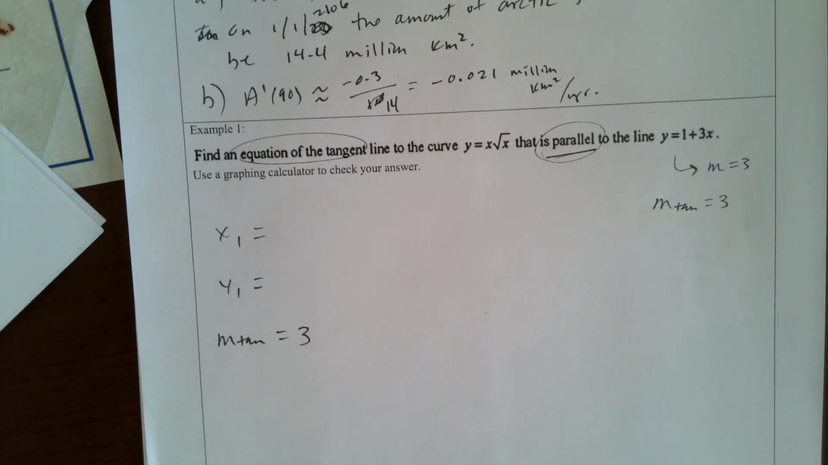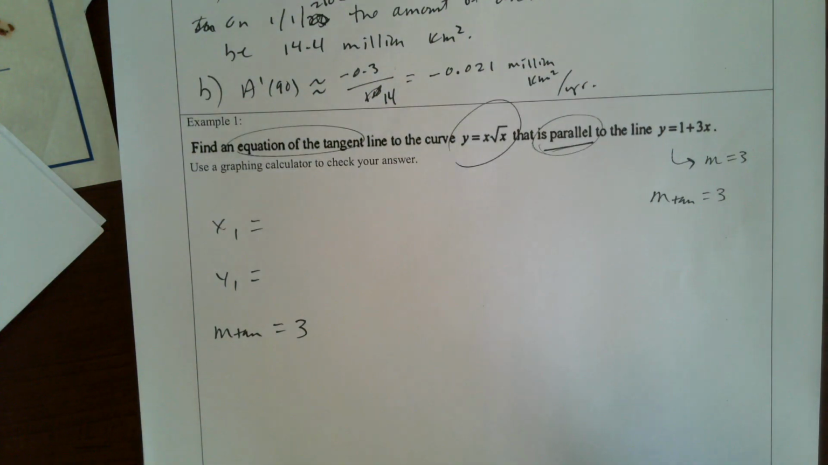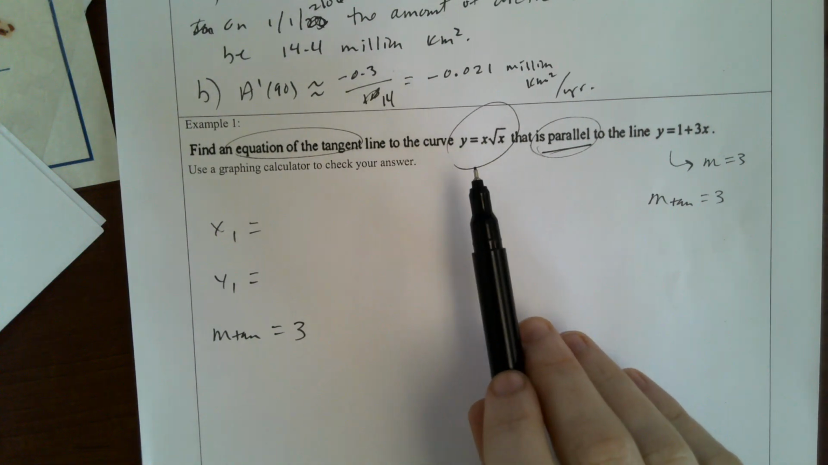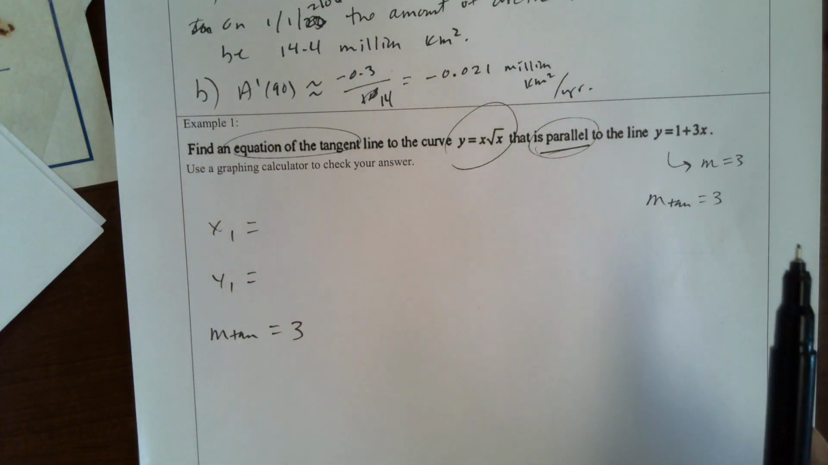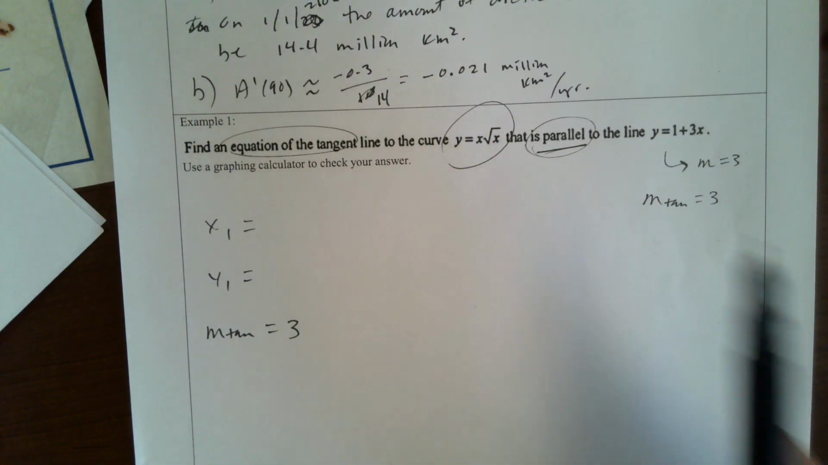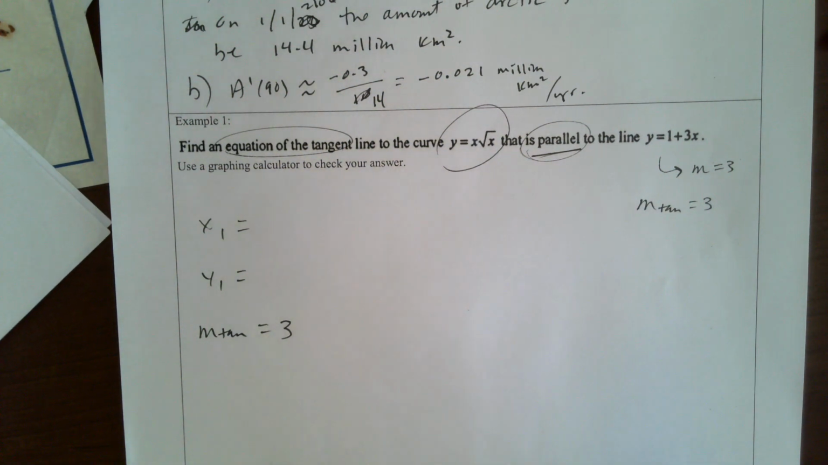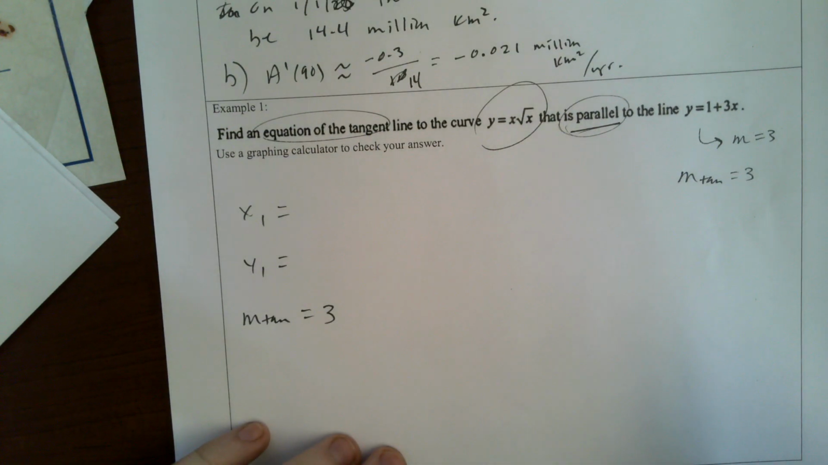M tan is the derivative. The derivative of what? Of this, in this case. So if we find the derivative of this, that is m tan, but we want to figure out the moment when m tan is 3. So we're going to take the derivative and set it equal to 3. That's going to get us x1. And I'll let you think about y1. All right, so let's get x1.